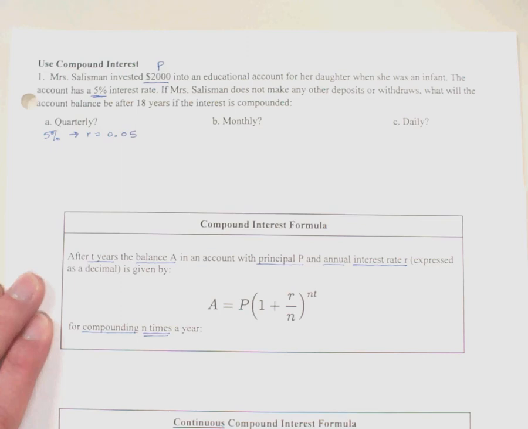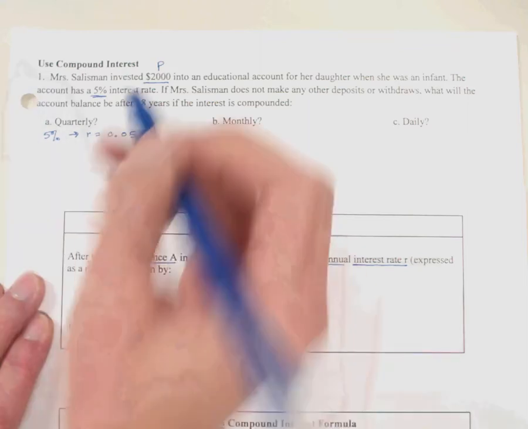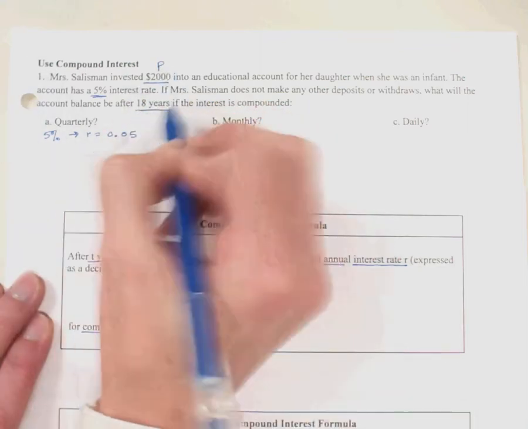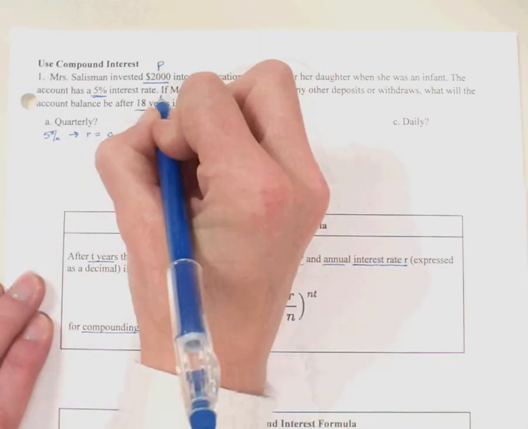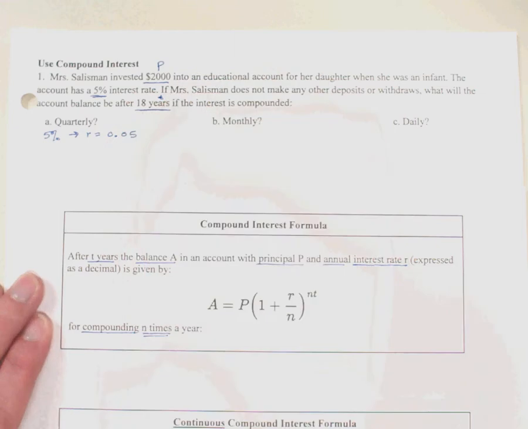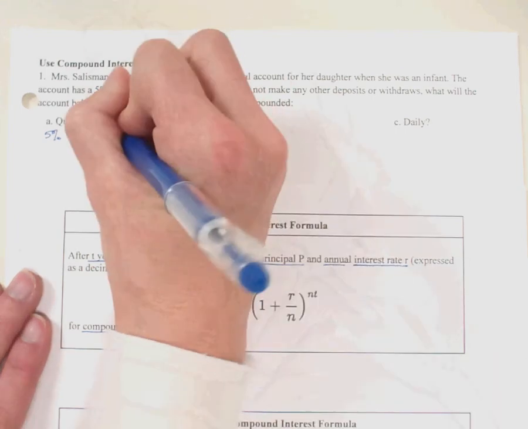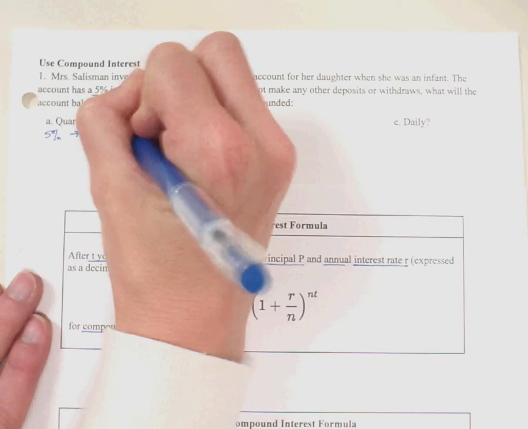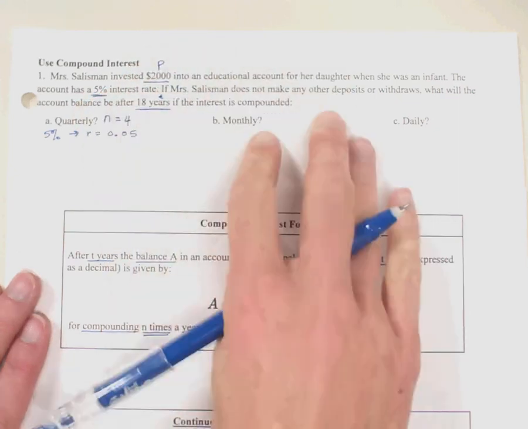Okay, now the other thing we want to figure out is what is the account balance after 18 years. This represents our time T. Now in letter A, we want to know what the account balance is if it is compounded quarterly. Quarterly is 4 times in a year, so in letter A, N is equal to 4.